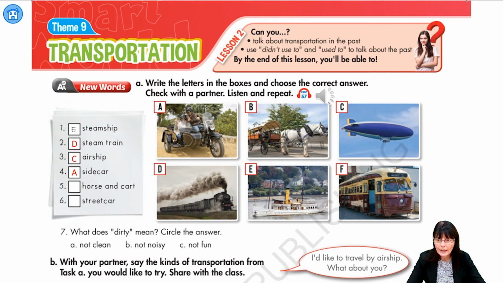And number 5, you would match that to picture B, so it's a horse and cart. Okay, so we know that the animal is the horse, and the form of transportation at the back is the cart, so it's called a horse and cart. And number 6, you would match that to F, so it's a streetcar.